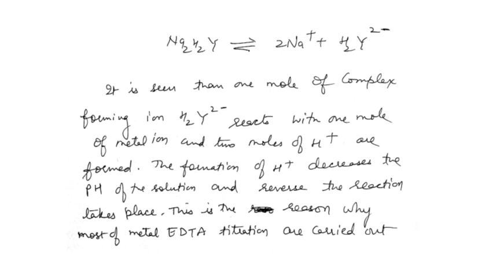When it dissolves in the water, the sodium ions can be easily released and it forms the ionic species H2Y2-.